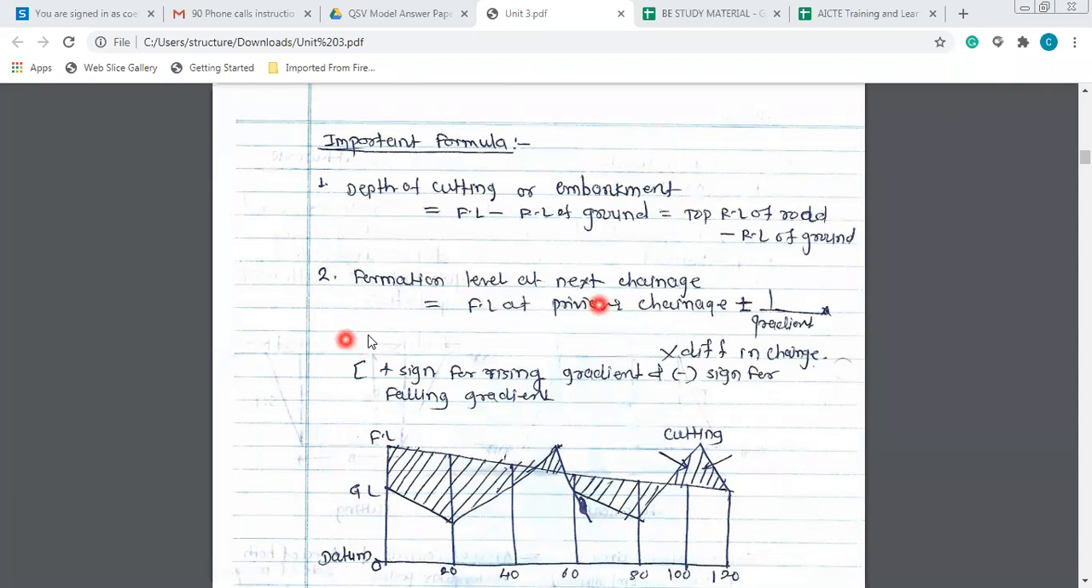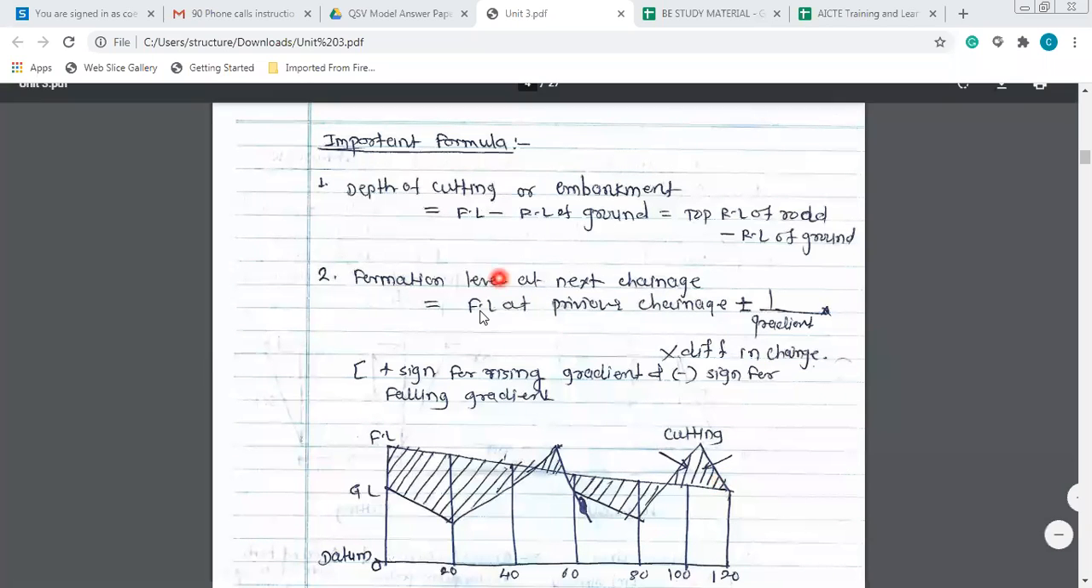FL of the next chainage equals FL of the previous chainage plus or minus 1 by gradient into difference of chainage. Where do we use plus? The plus sign is used for the rising gradient and the minus sign is used for the falling gradient. See the arrow which I am pointing: this is the rising gradient and this is the falling gradient. For rising you use the plus sign, for falling you use the minus sign. So this formula you have to remember.